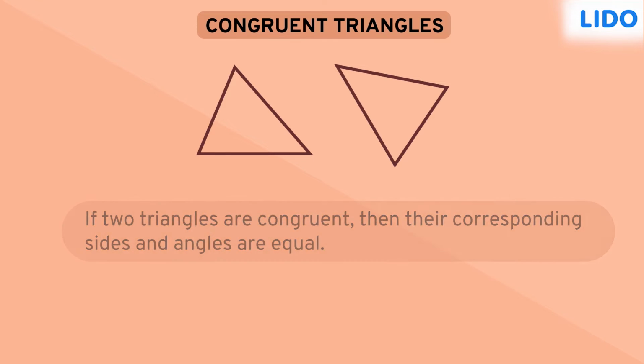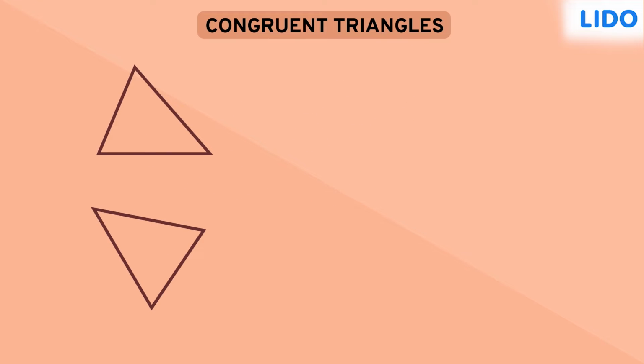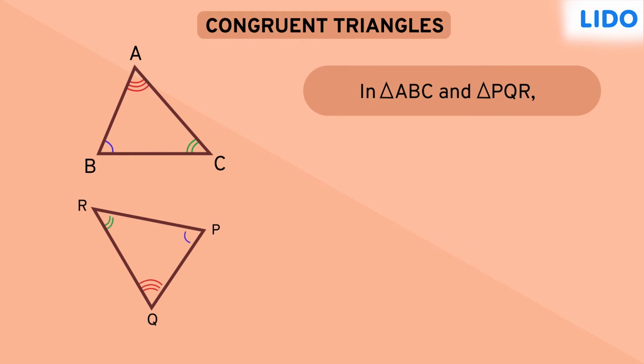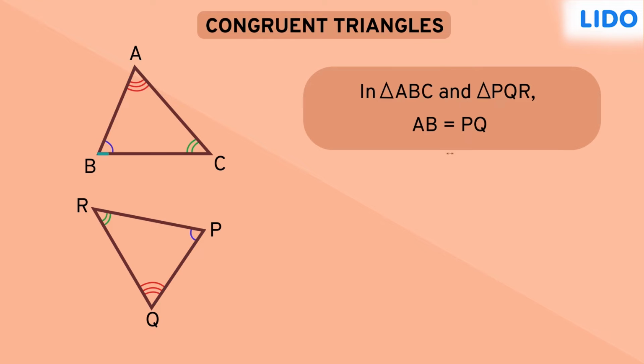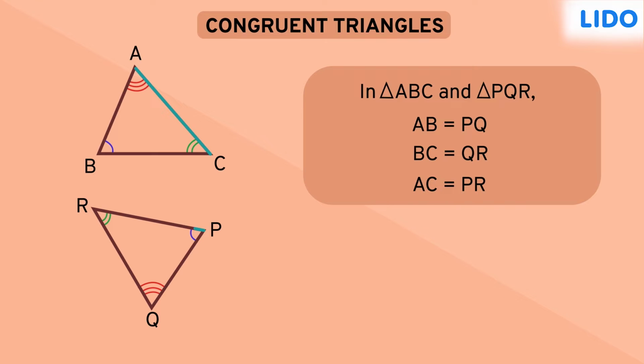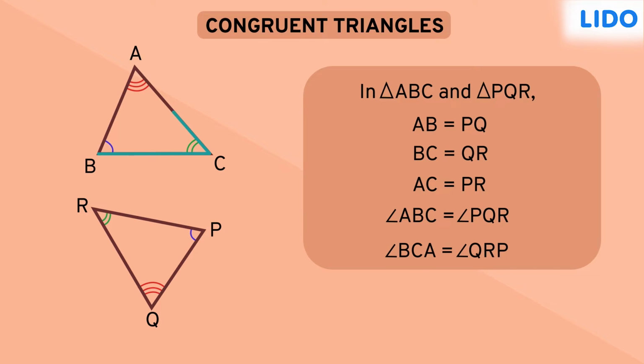For instance, if we consider the congruent triangles ABC and PQR, then AB is equal to PQ, BC is equal to QR, and AC is equal to PR. Further, angle B is equal to angle Q, angle C is equal to angle R, and angle A is equal to angle P. Whoa, that's a mouthful.